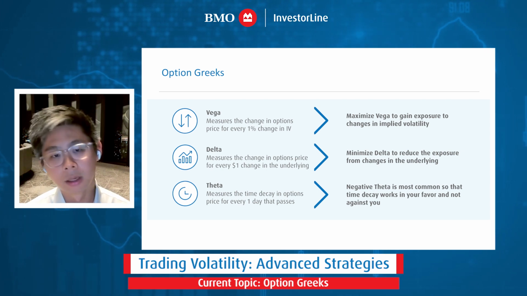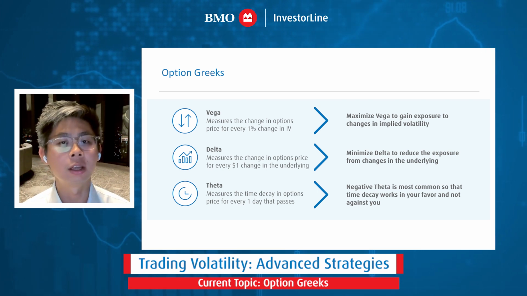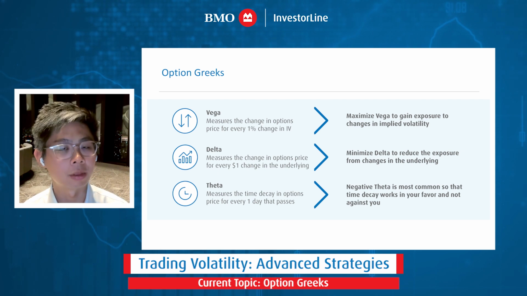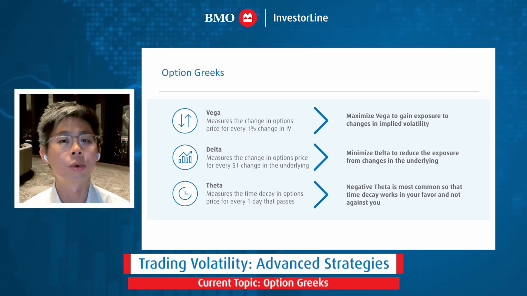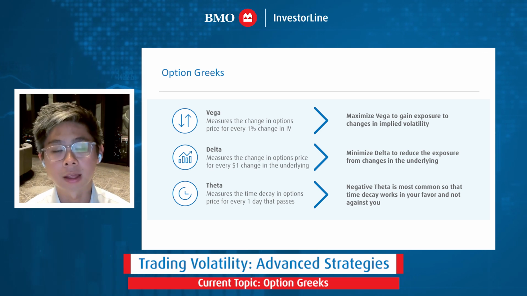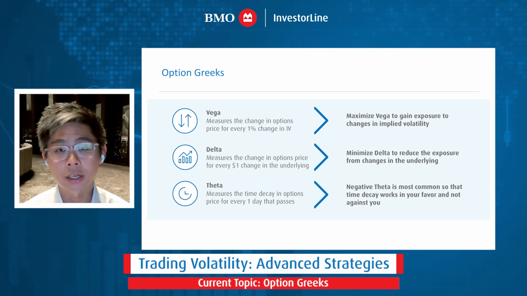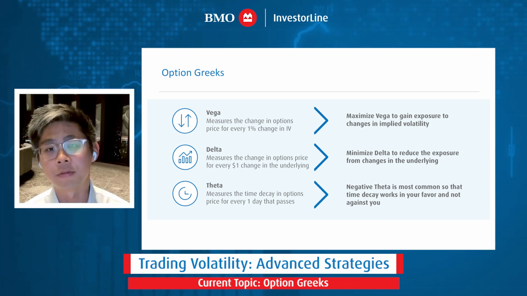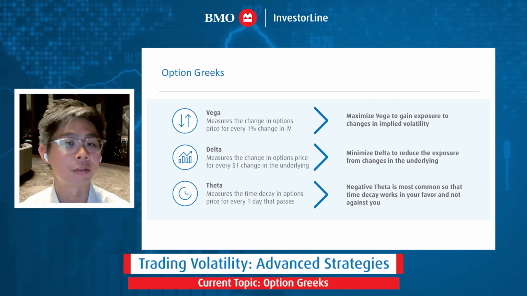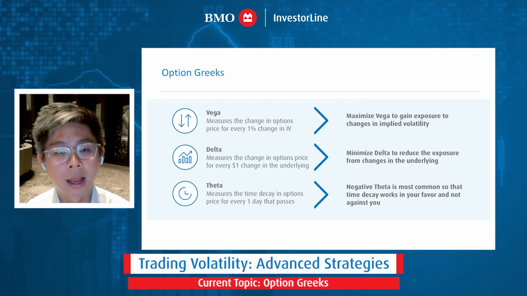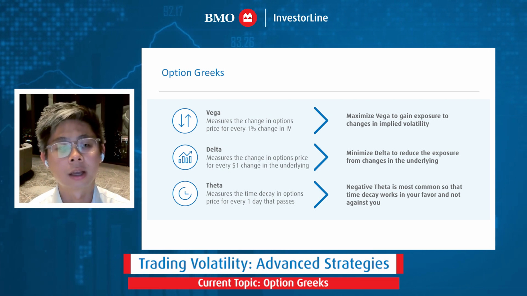So, in order to better understand our ability using advanced strategies to take a directional view on implied volatility, we have to review 3 important option Greeks. These are Greeks that we have reviewed before, but I think it's important to understand the 3 Greeks that are going to be relevant to today's session as we discuss some of these advanced strategies that can allow you to take advantage of a view of implied volatility. And that's going to be Vega, Delta, and Theta.